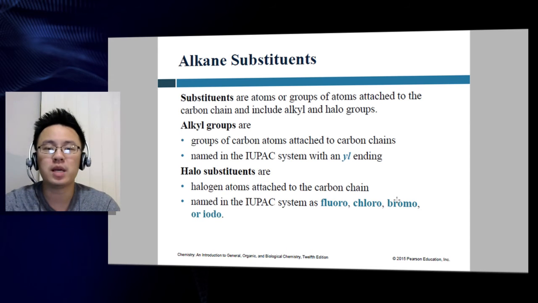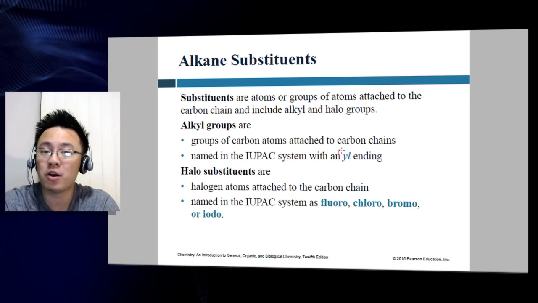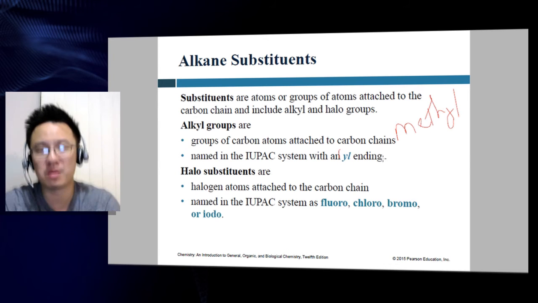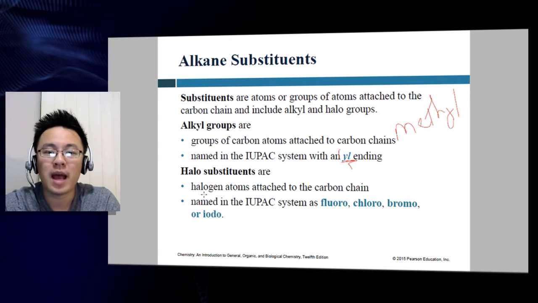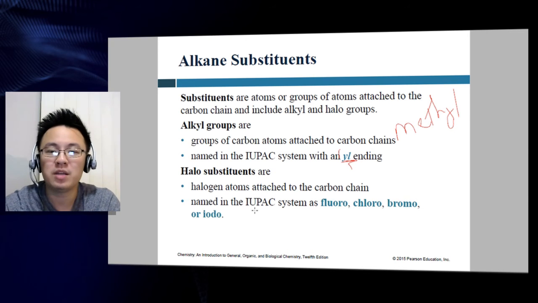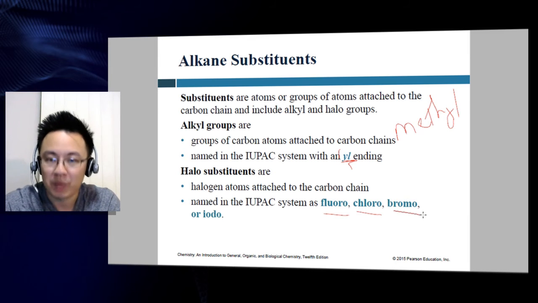Now substituents, once again, are atoms or groups of atoms attached to the carbon chain and include alkyl and halo groups, like halogens. Now an alkyl group are groups of carbon atoms attached to the carbon chain, and as you heard me mention earlier, methyl, heard me use the word methyl, we have that YL ending right over there. Now halo substituents are halogen atoms attached to the carbon chain, and these are named as fluoro, chloro, bromo, or iodo.